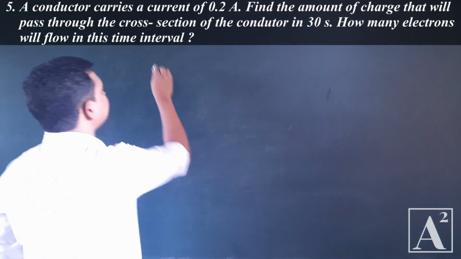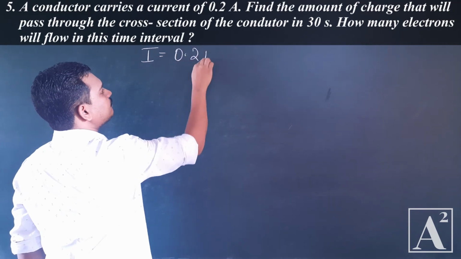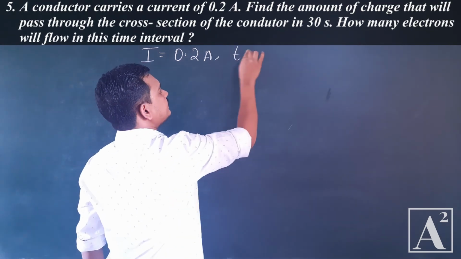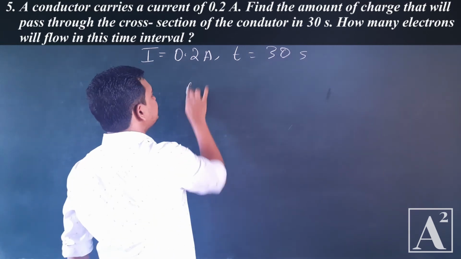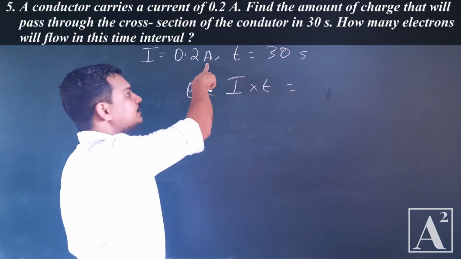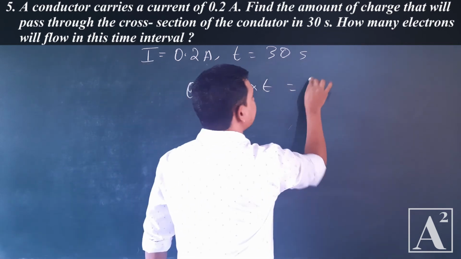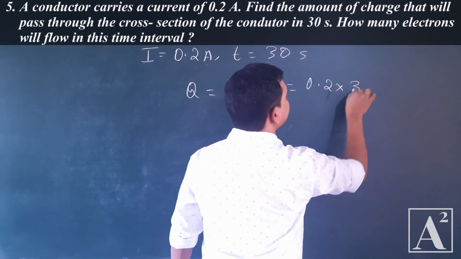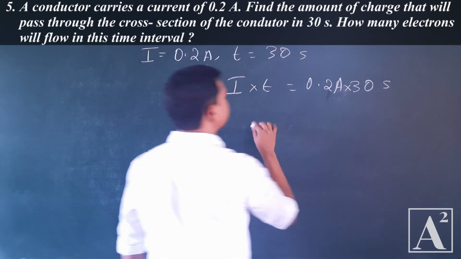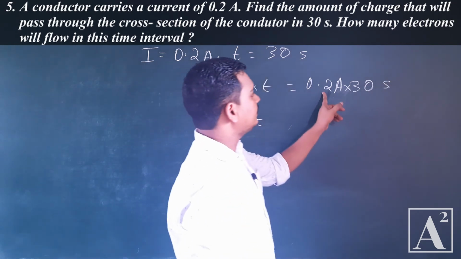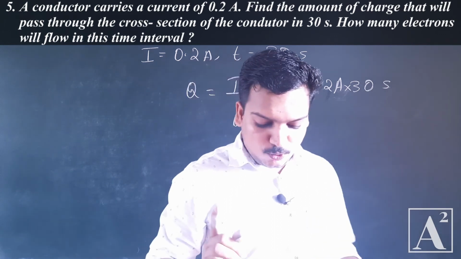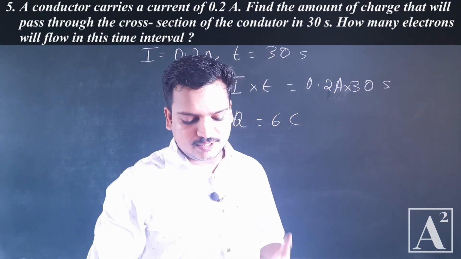So first one, current I is equal to 0.2 ampere, and second one, time, that is 30 seconds. Now charge Q, without any doubt, I times T. SI unit, here also SI unit, so just substitute 0.2 into time, that is 30 seconds, right? So here this is in ampere and this is in seconds. If we multiply these two, okay, that is going to be 6 coulomb.